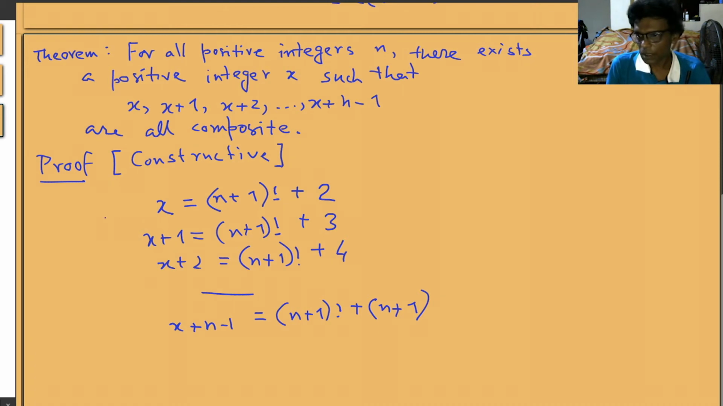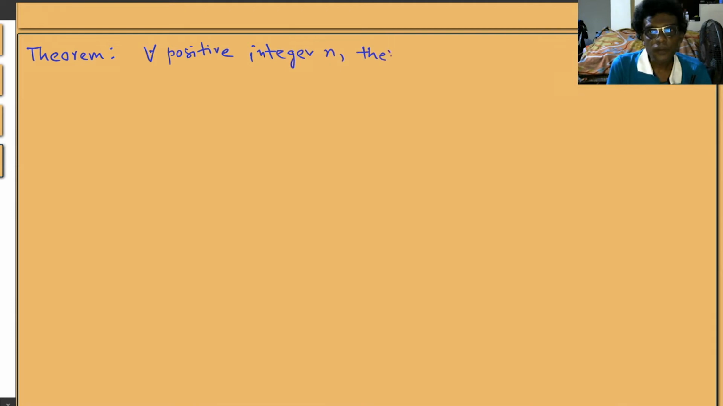Now I will show another example. This is once again regarding primes, and I will show that we may have non-constructive proofs also. So this is the statement: for all positive integers n, there exists a prime greater than n. This proof is now non-constructive.